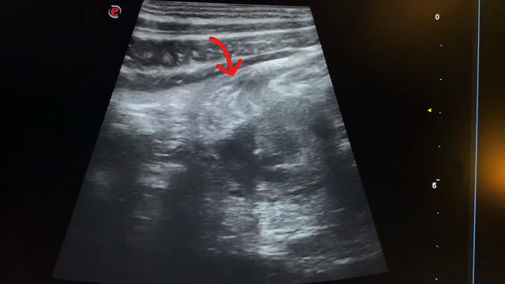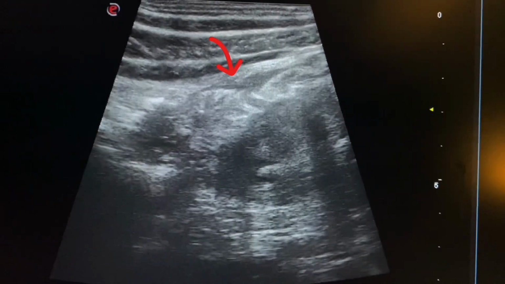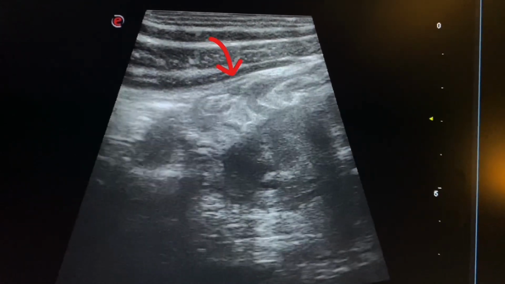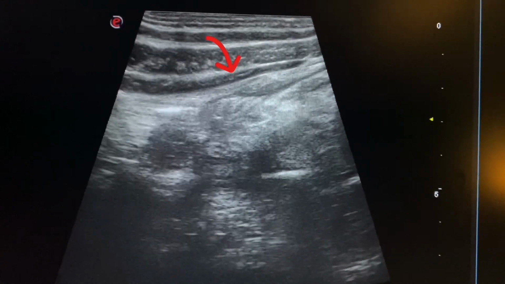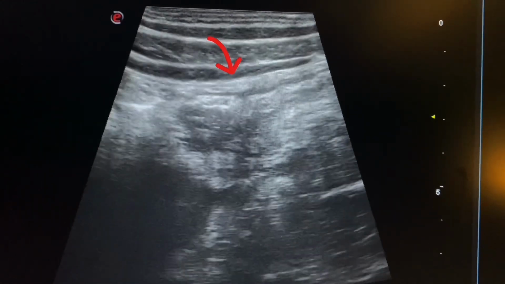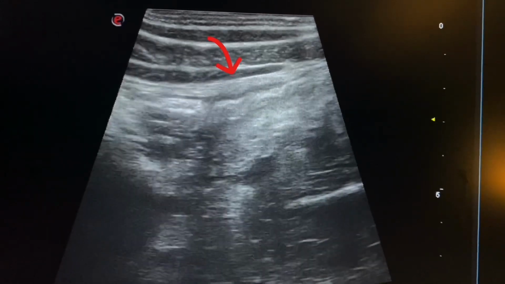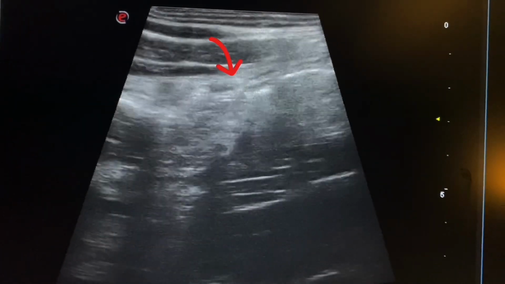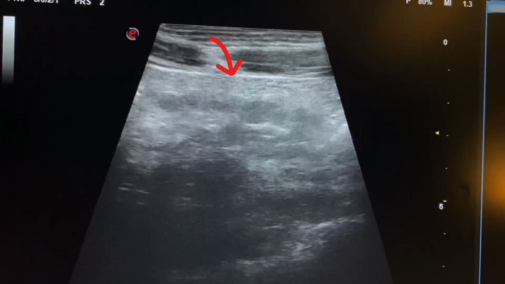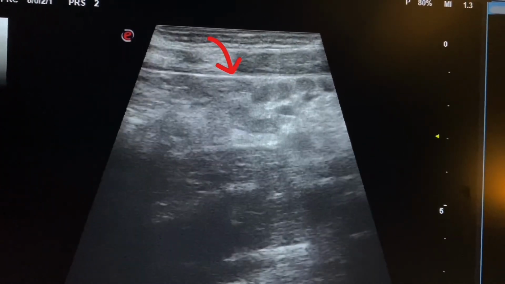The hypoechoic lining in the walls of intestines are muscle layers, and these echogenic linings are submucosal layer, which are normally not visualized, but when there is inflammation they become thickened and visualized.